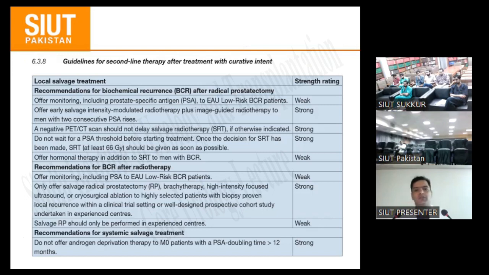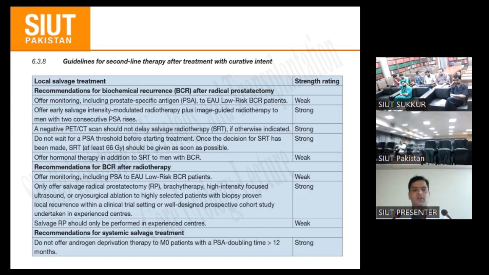Guidelines for second line therapy after treatment with curative intent. Local salvage treatment recommendations for biochemical recurrence after radical prostatectomy. Offer monitoring, including prostate-specific antigen, to EAU low-risk biochemical recurrence patients; weak strength. Offer early salvage intensity-modulated radiotherapy plus image-guided radiotherapy to men with 2 consecutive PSA rises; strong strength. A negative PET or CT scan should not delay salvage radiotherapy if otherwise indicated; strong strength.